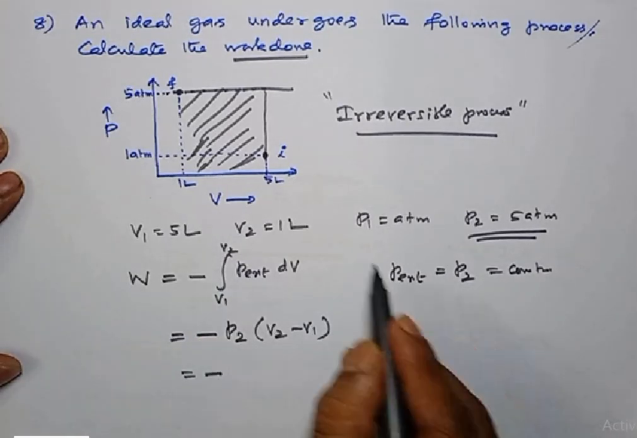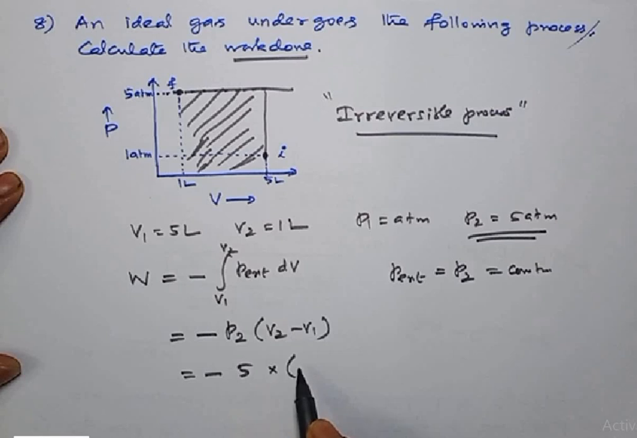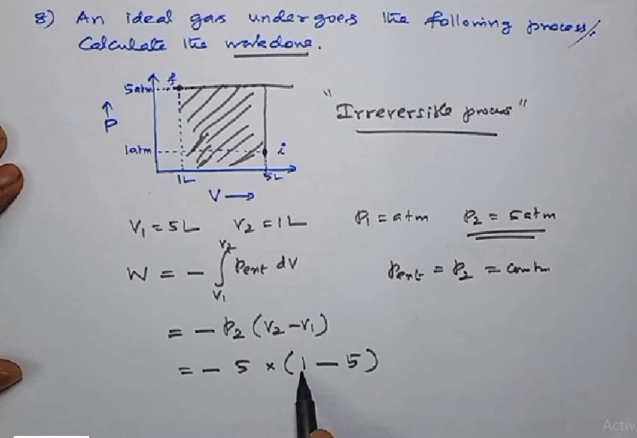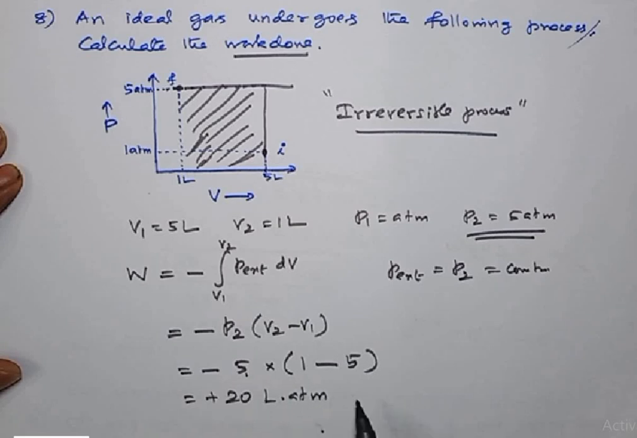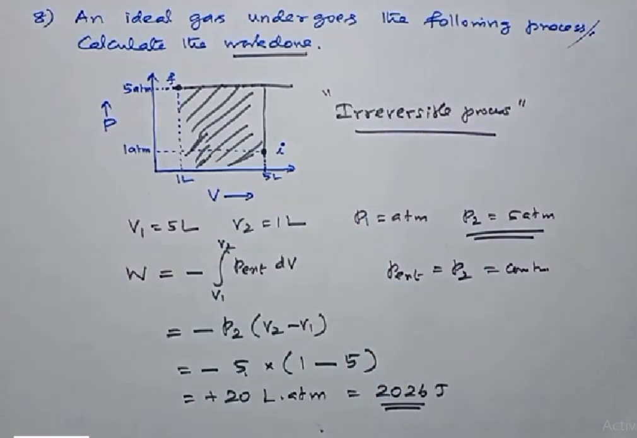So minus the value of P2, final pressure is 5 atmospheres, into final volume 1 liter minus initial volume 5 liters. So 1 minus 5 is minus 4, minus 5 into minus 4, you will get plus 20, and this is in atmosphere and liter, so you will get the answer in liter atmosphere. How to convert liter atmosphere into joule? Just multiply this by 101.3. So 20 into 101.3 will give me 2026 joule. Okay, this is the work done in this process, right?